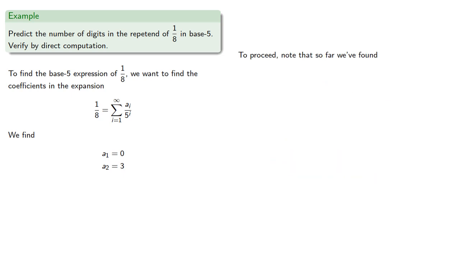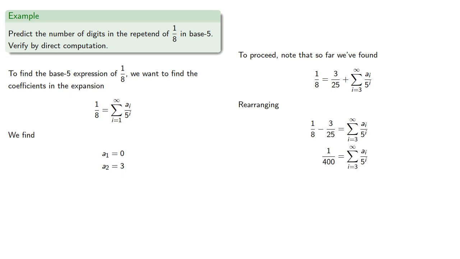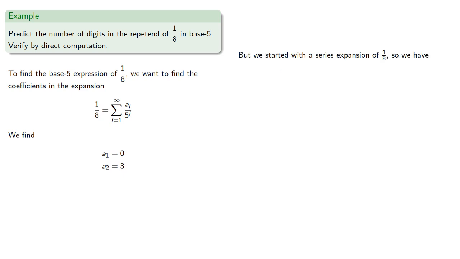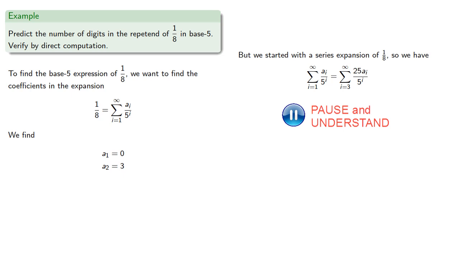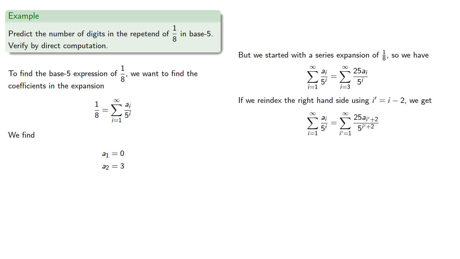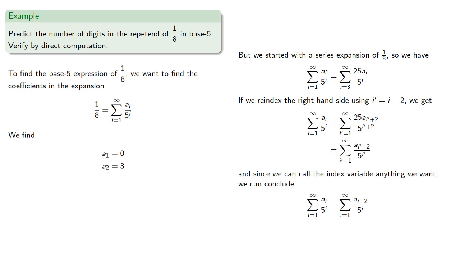To proceed, note that so far we've found that 1/8 is 3/25 plus the rest of the infinite series. Rearranging, doing a little arithmetic, and then multiplying by 25, we get a new expression. But we started with the series expansion of 1/8, so we have that 1/8, this series, equals another series. And remember, to compare two series, we'll need to reindex them. If we reindex the right-hand side using i' equals i minus 2, we get a new sum. And since we can call the index variable anything we want, we can conclude.